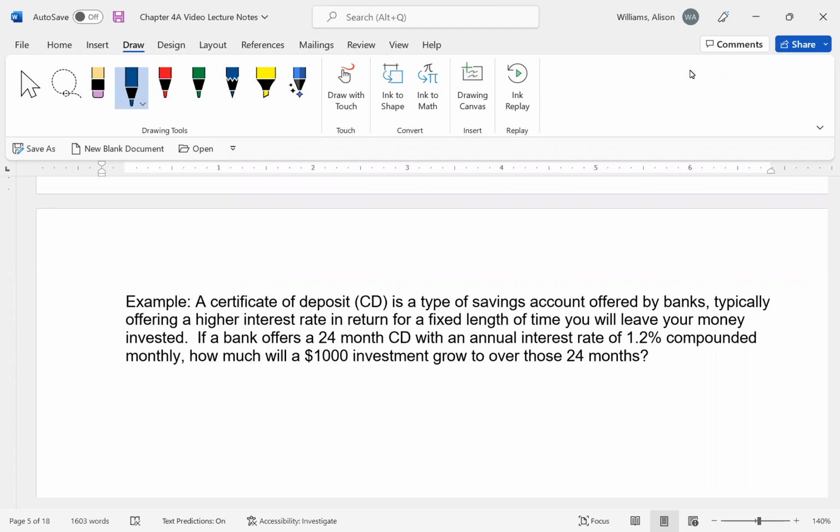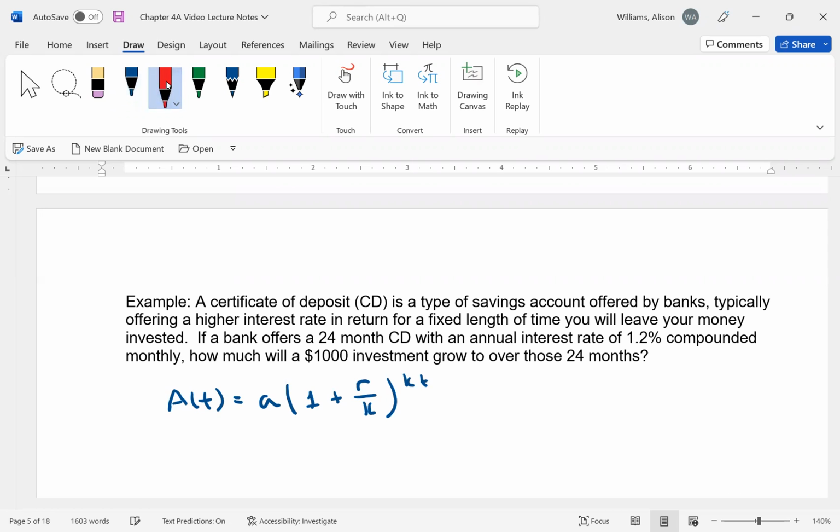Okay, so they want to know, though, if you were to invest in this CD, how much would your investment actually grow? So this is a perfect example of compound interest. Since it's monthly, that's how often your interest is going to be added to your account. So in this example, then, let me write the formula down. A of t equals a times 1 plus r over k to the kt.